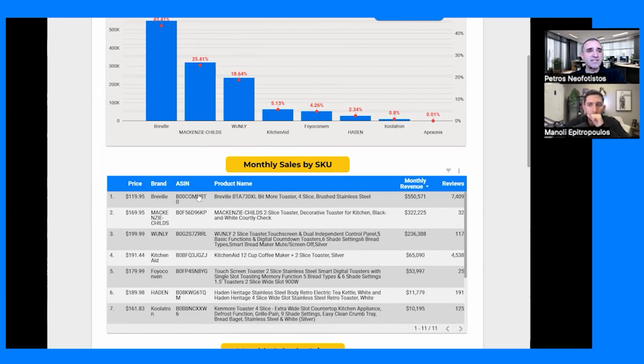So this is a really good example of this Breville is probably mature, whereas this MacKenzie-Childs product is likely in the growth phase and could potentially become the market leader here. They've done an amazing job, even with 32 reviews, to take up so much of the market. So that's a good way to put that.